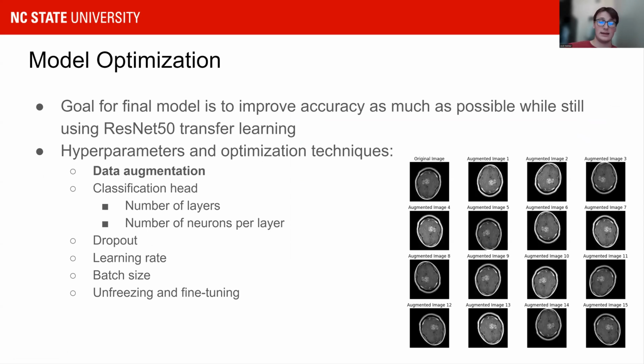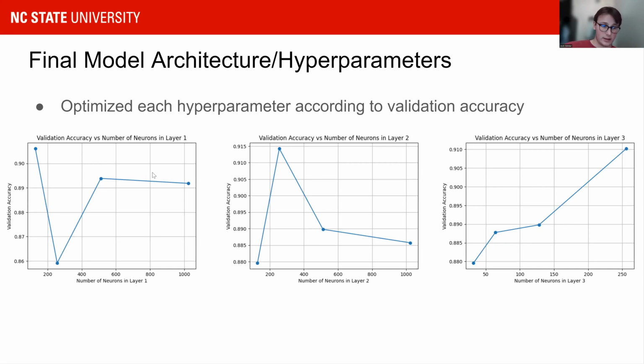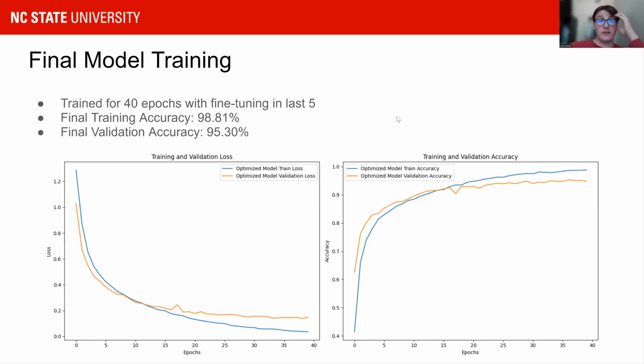So we're doing things like data augmentation. We're also taking the classification head and optimizing the number of layers, the number of neurons in each layer, dropout, learning rate, batch size. All of these things, we want to optimize them so that we can get better results. That's what we did. For example, for these 3 cases for the number of neurons in each layer, we iterated through them and we found the highest validation accuracy and moved forward. For our final model training, we were able to get a validation accuracy of around 95% at the peak, and the training curves are much more smooth, as you can see here.